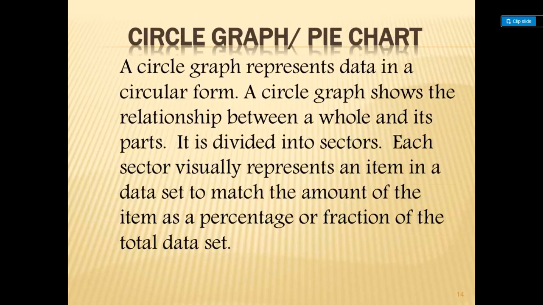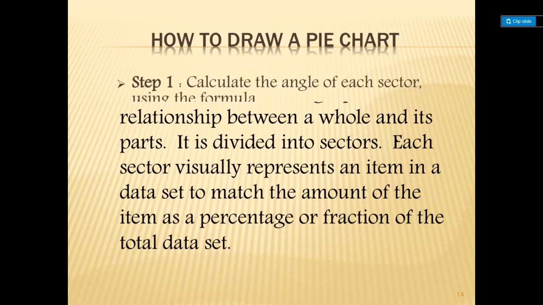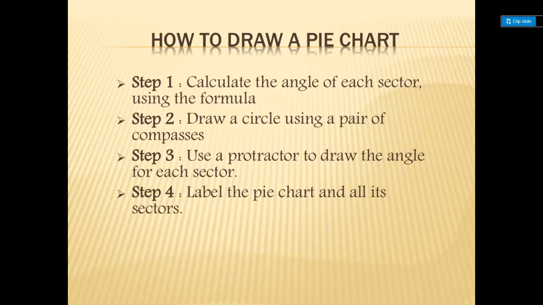Now another one is circle graph or a pie chart. A circle graph represents data in a circular form. A circle graph shows the relationship between a whole and its parts. It is divided into sectors. Each sector visually represents an item in a data set to match the amount of the item as a percentage or fraction of the total data. Now, whenever you are drawing a pie chart, you have to go through some steps.